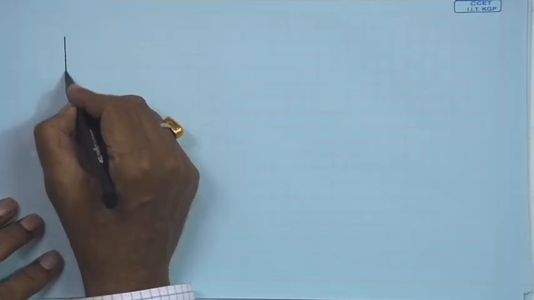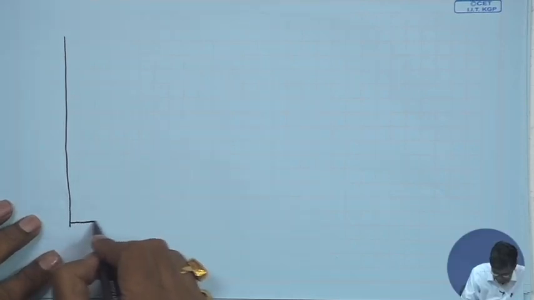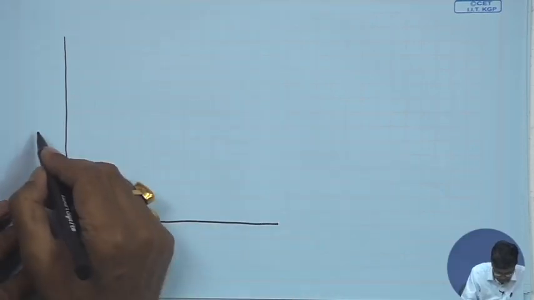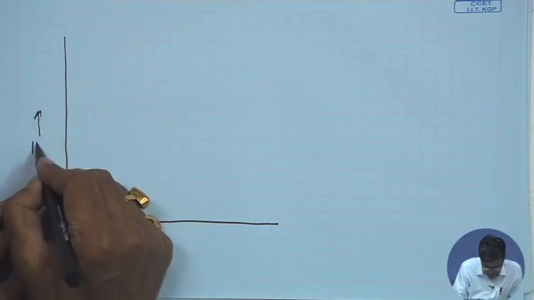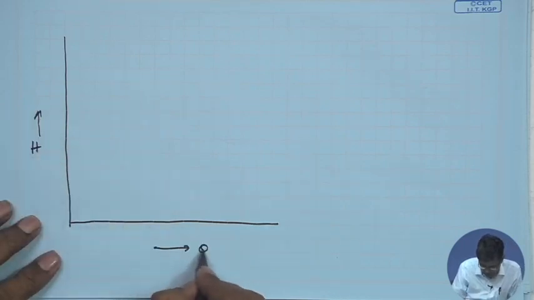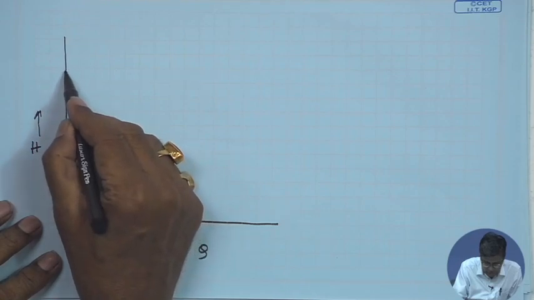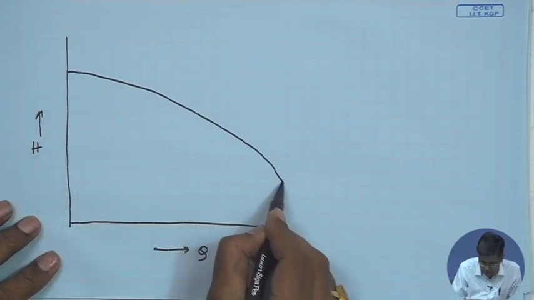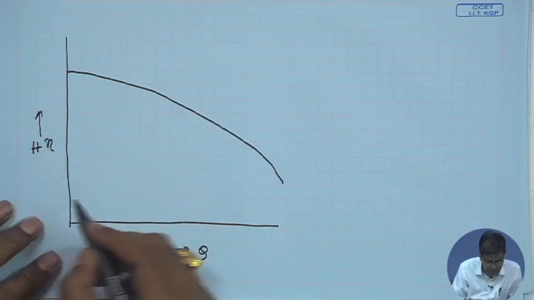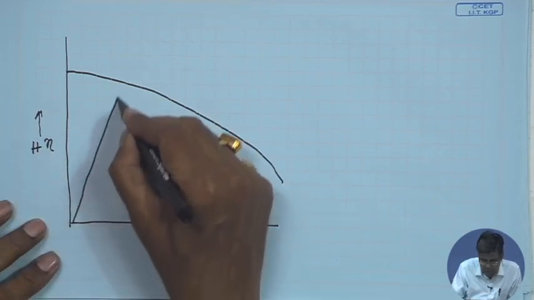Now, after that I will tell you about the pump and the system characteristics. Now, let us consider the HQ characteristics for a backward facing curve like this. Let us put H and Q, and we have this HQ characteristics. Let us have the efficiency characteristics. The efficiency characteristics is like this.